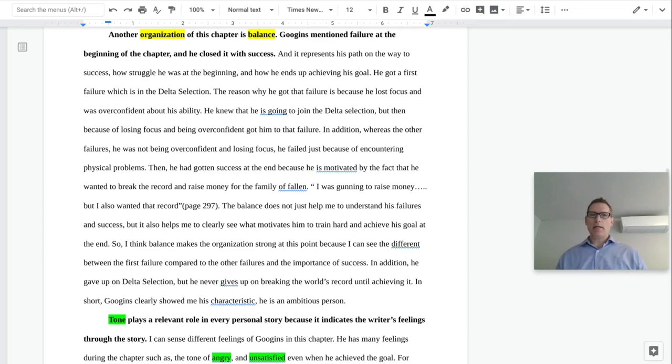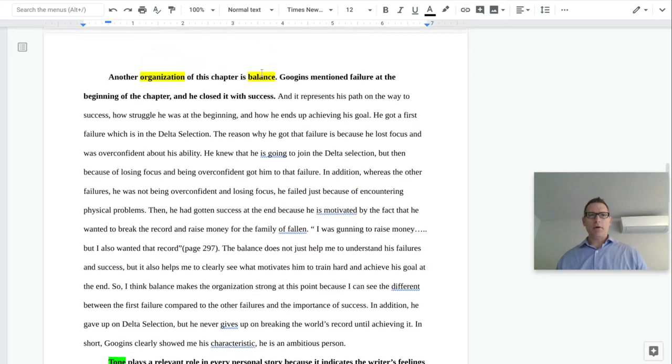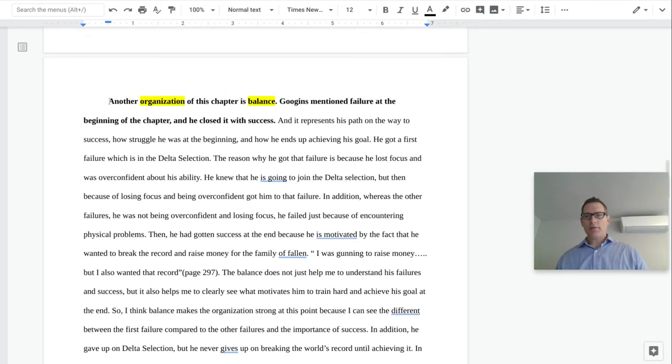So I'm going to jump back in this paragraph, how. So the student is developing how, and notice here, this comes right from the thesis. So the topic sentence starts at the very beginning of the paragraph. You don't have to start here, but it helps the reader if it's very close to the top of your paragraph. So another organization of this chapter is balance. Goggins mentions failure at the beginning, and he closes it with success. So very clear. So the beginning, we're going to talk about failure, right?